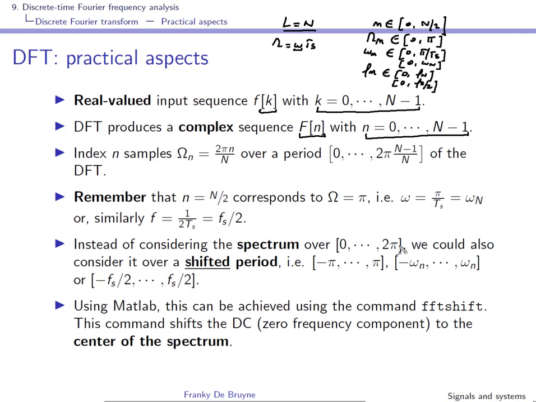So instead of considering omega in the interval 0 to pi, what you can do is consider it in shifted periods, for instance the period from minus pi to pi, and this can be done using the Matlab command, for example, fftshift, fast Fourier transform shift. We'll talk about the fast Fourier transform later. And this command shifts the zero frequency component to the center of the spectrum, as we will see.